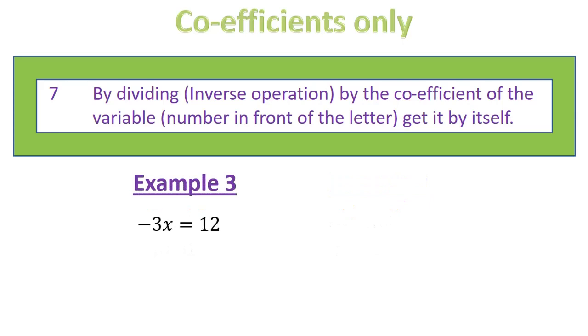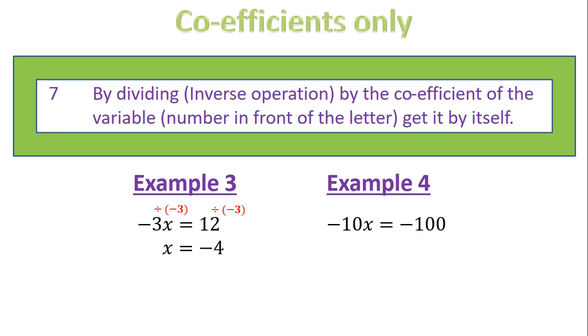Example 3. Negative 3x equals 12. Now, what is in front of our letter? It's negative 3, and so we divide both sides by negative 3. On my left hand side, negative 3 divided by negative 3 just gives me positive 1. And on my right hand side, 12 divided by negative 3 gives me negative 4, and so x is equal to negative 4.